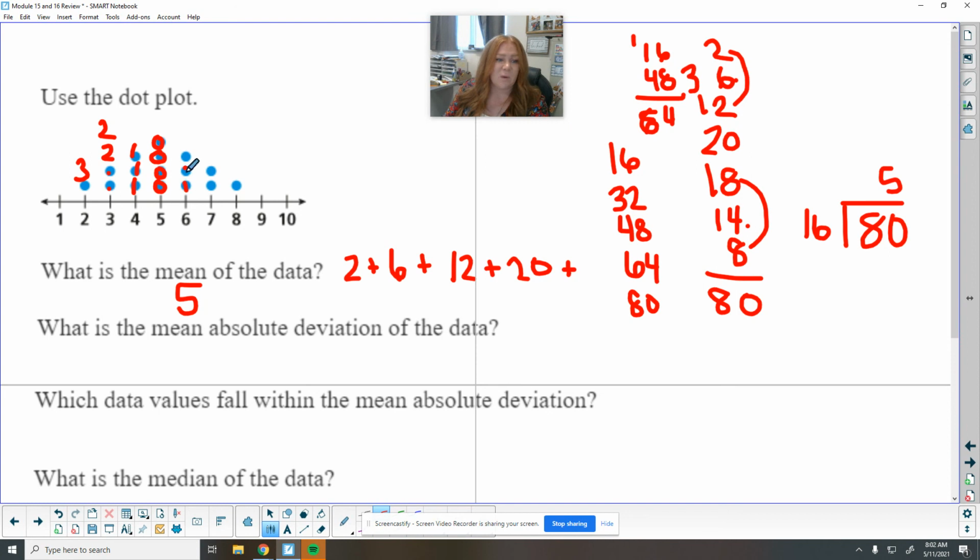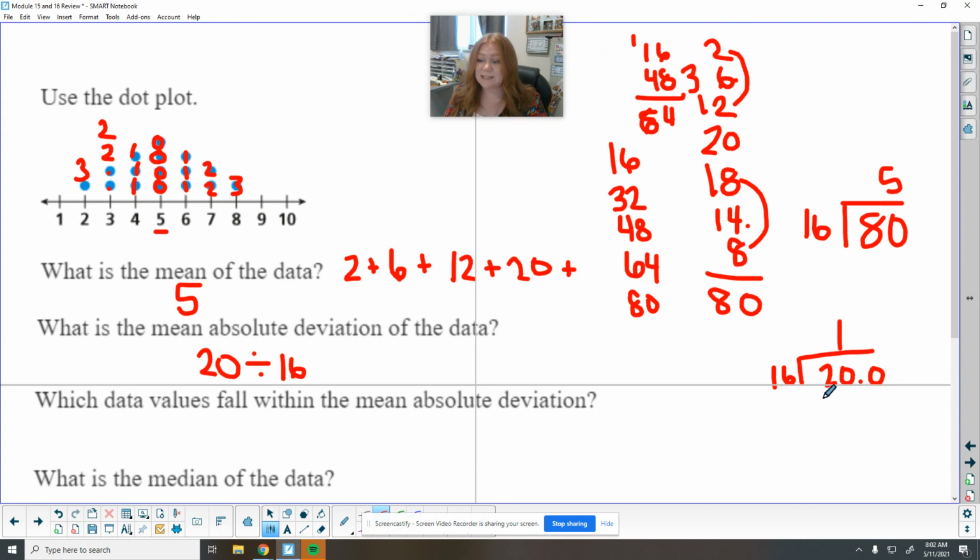The 6s are all 1 away. The 7s are 2 away, right? Because my average is 5. And then 8 is 3 away. So now I'm going to add these up. 3, 4, 5, 6, 7, 8, 9, 10, 11, 12, 13, 15, 17 plus 3 is 20 divided by 16 dots still. So even though these are 0 away, they're still part of the data set. So 20 divided by 16.